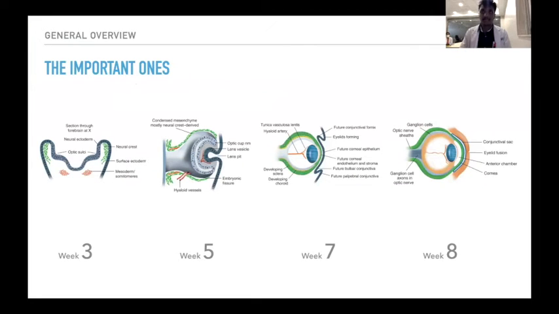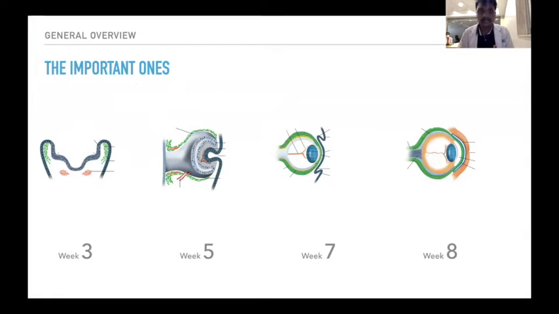So let's have a general overview. Now this picture will be coming up a lot of times in this presentation. We can see week 3, week 5, week 7, week 8. There is a lot of stuff happening over here. Just to make things simpler for us, let's remove the labeling and just focus on the pictures.